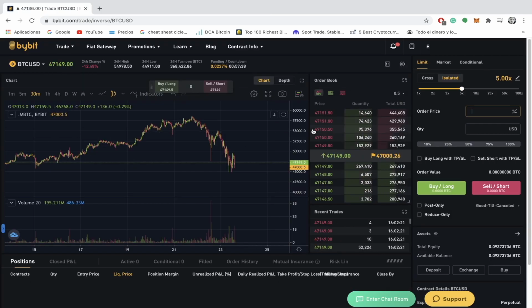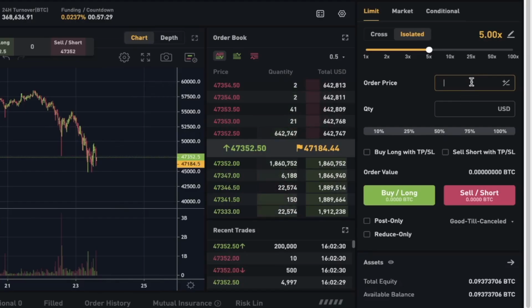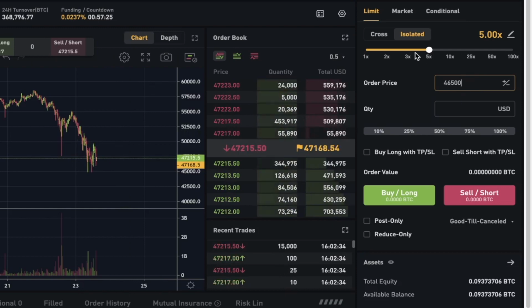So with that said, let's go and place an order into the market. Let's go with the limit order first. Now the Bitcoin price is at $47,300, and say you want to enter at $46,500 to place a long order.